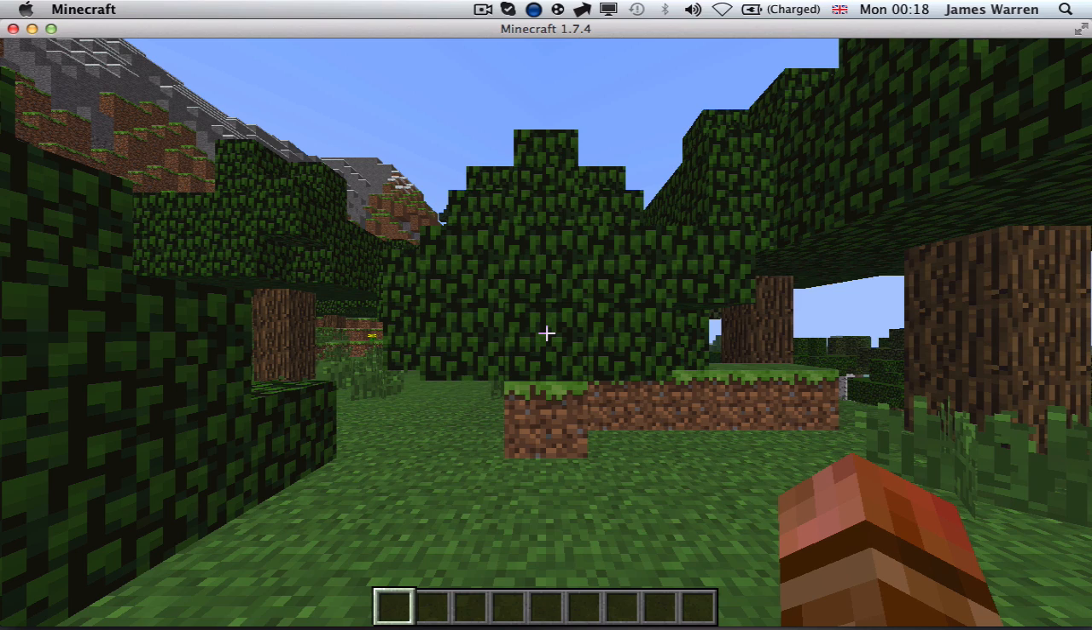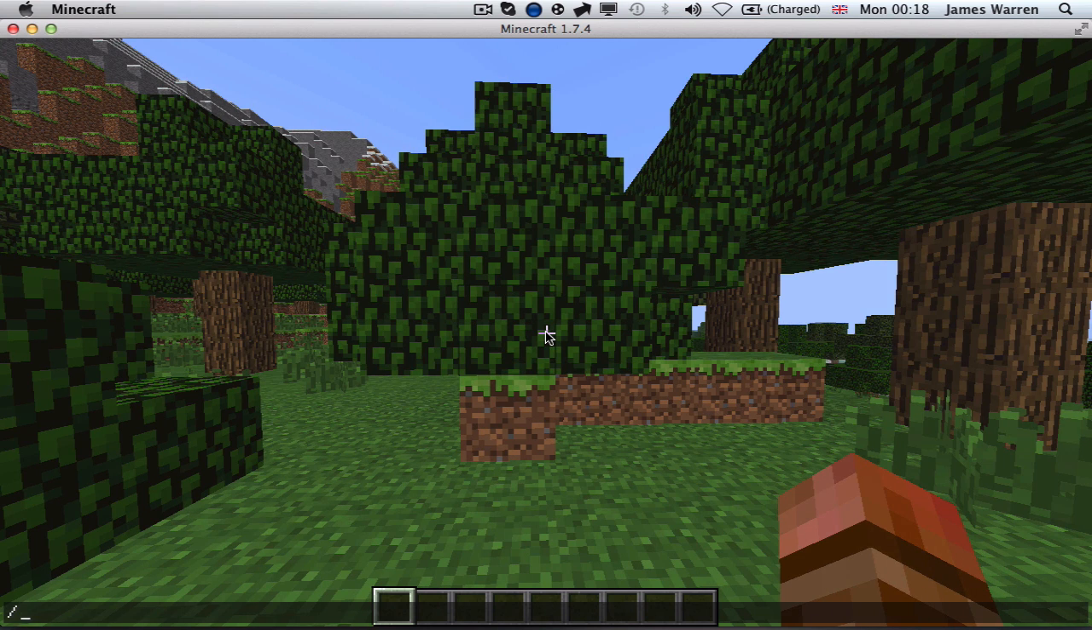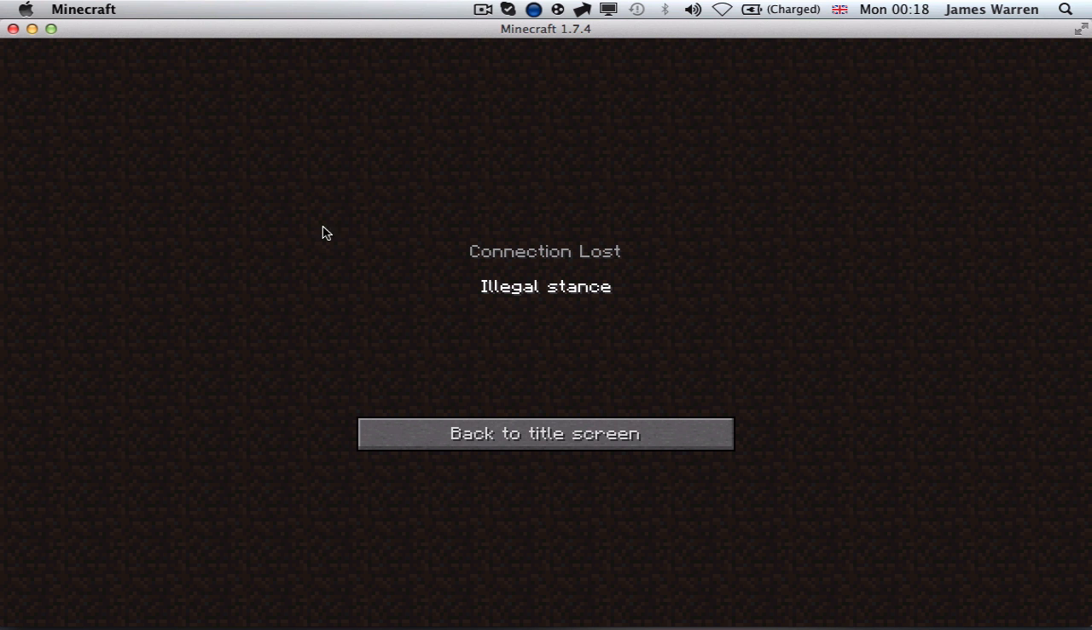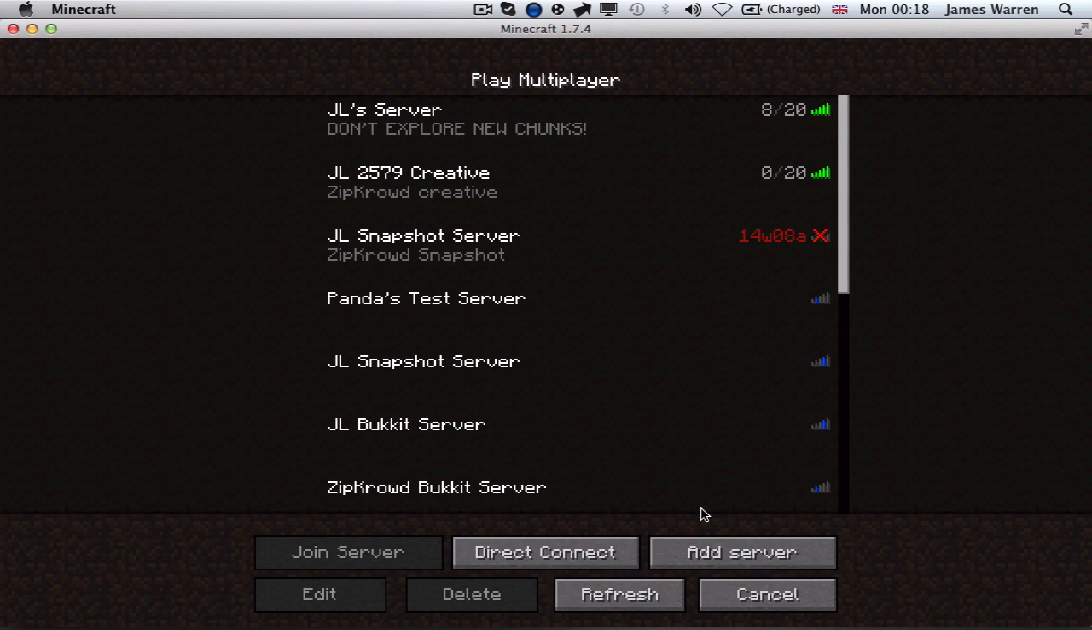By symmetry, we can also say that y equals minus 4.503,599,627,370,494,179 times 10 to the 15, i.e. the number that we just came across, is also a downward limit, and indeed it is. So that's it for the hard limits of Minecraft 1.7.4.